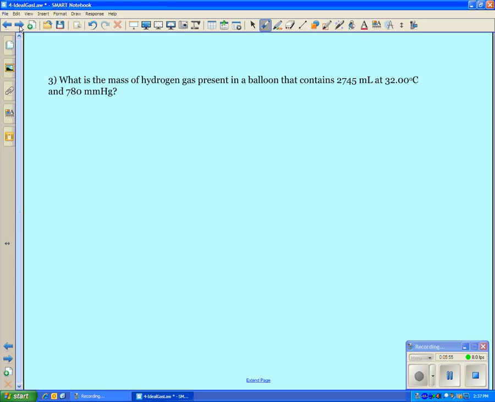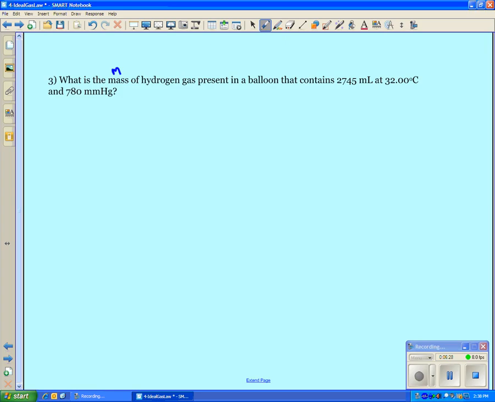One final example, and in this one, we're going to have some conversions to do. So there's going to be multi-steps to this one. What is the mass of hydrogen gas present in a balloon that contains 2745 milliliters at 32 degrees Celsius and 780 millimeters of mercury? We're going to be solving for M. And if you think about the ideal gas law, it doesn't have an M for mass in the formula. What we could solve for is N, the number of moles, and then change that into mass.